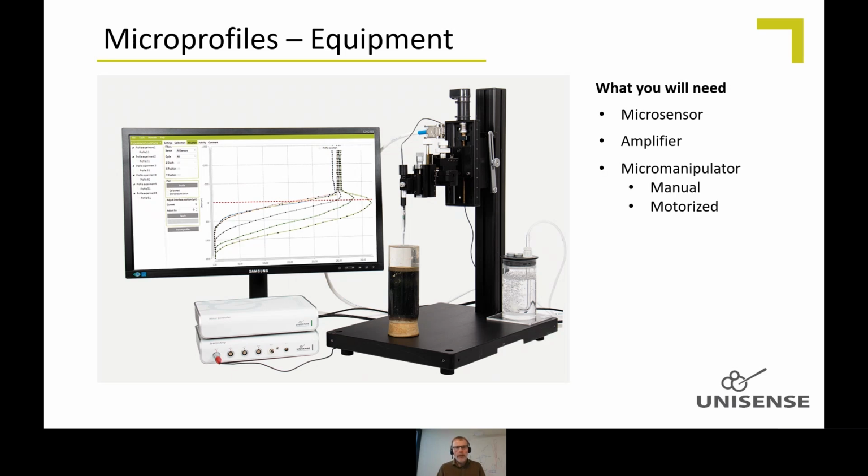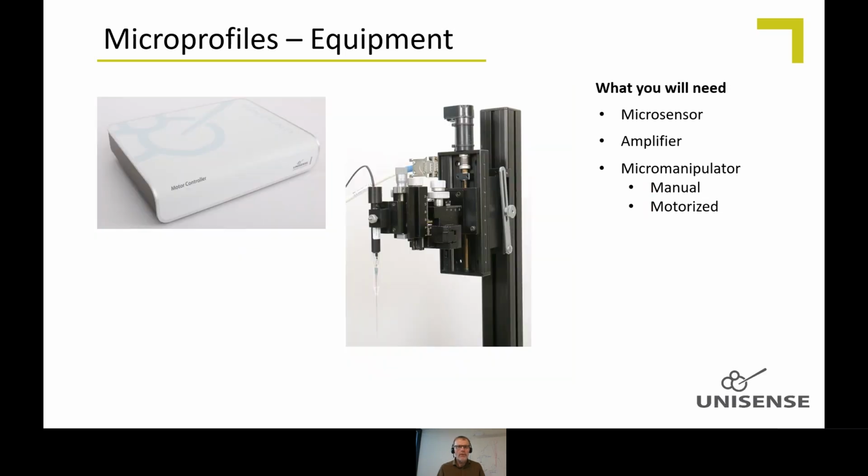Then you will need a micromanipulator. That's the one here, and you can use it as a manual one or a motorized one. The difference is that the motorized one shown here has a linear motorized stage, controlled by the motor controller and the software, that can move the whole micromanipulator up and down, in this case 10 centimeters. We also have a 30 centimeter one. It can do it in steps down to half a micrometer. Not that anyone needs that, but it can do it.